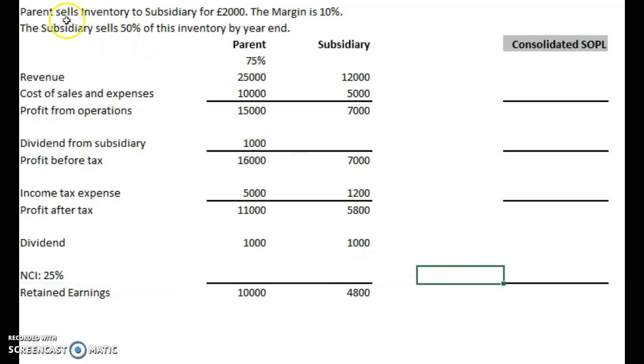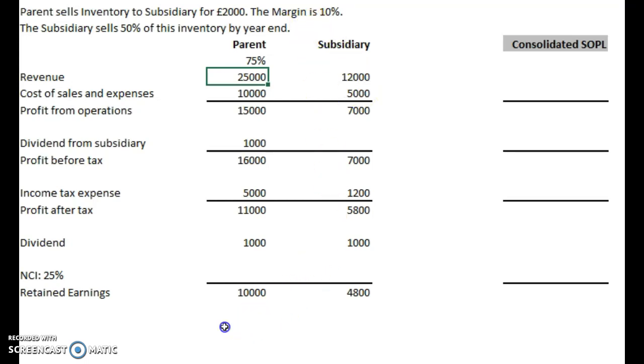The other thing is that the parent has sold inventory to the subsidiary during the year, so there's an adjustment to make in terms of the profit. The parent has sold at a margin of 10% to the subsidiary, and of course they've made a profit, which when we consolidate, is a profit made by selling to themselves, which doesn't make much sense. So we're going to have to remove that transaction completely, and the profit as well. So a couple of adjustments to make.